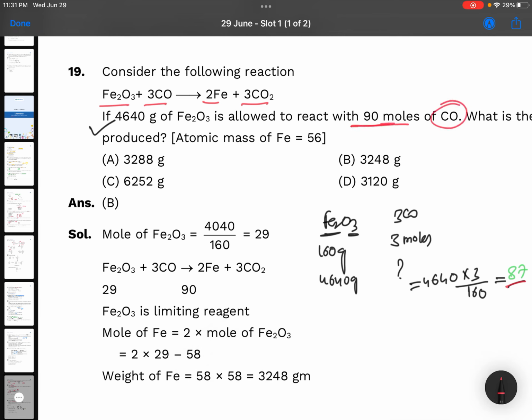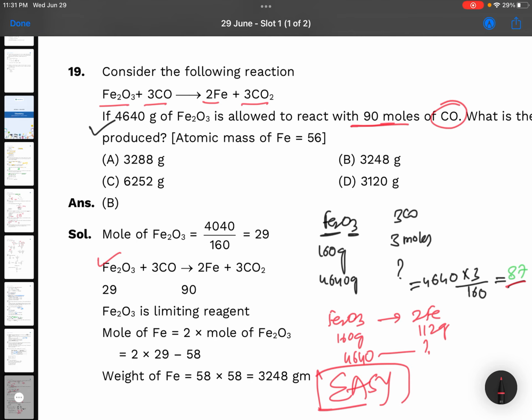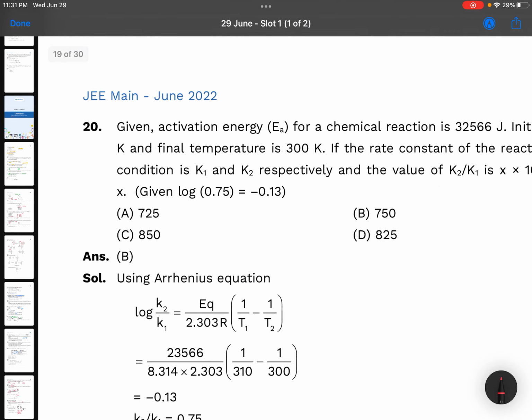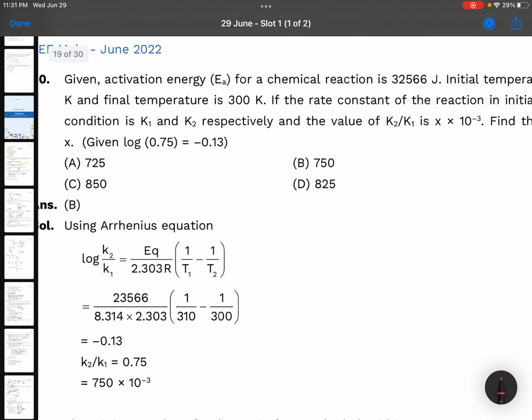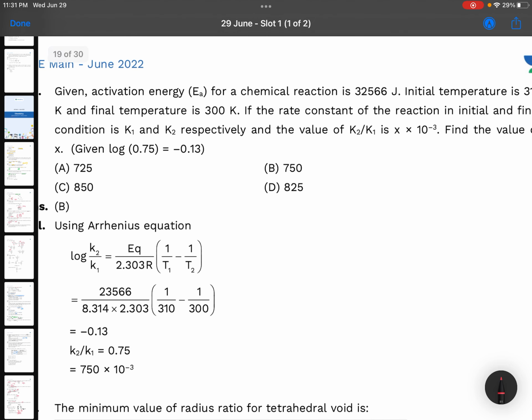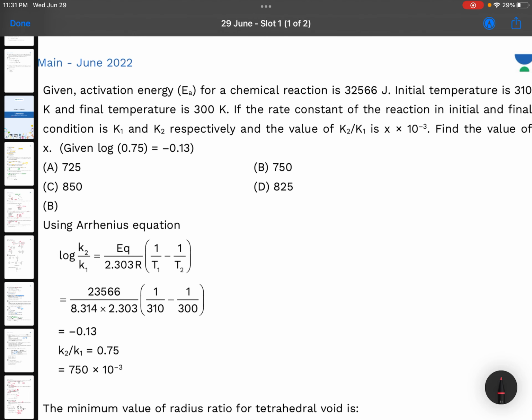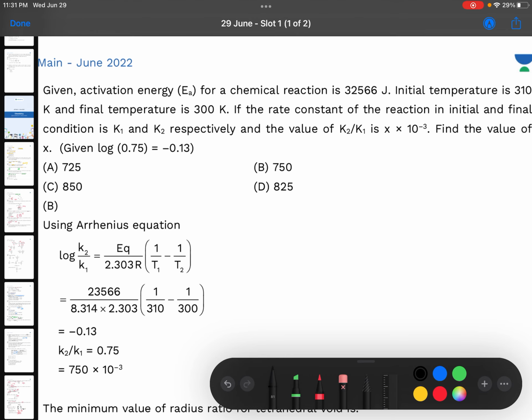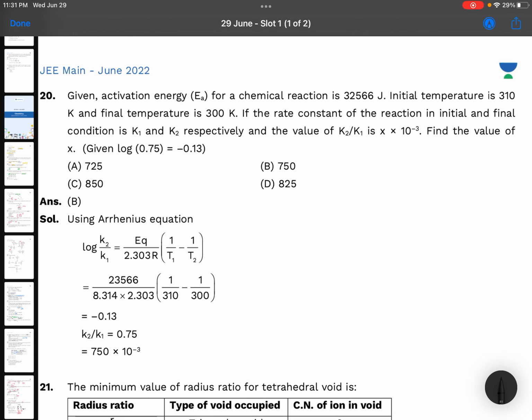So CO is in excess, and Fe2O3 is the limiting reagent. Fe2O3 means 160 grams gives 2Fe. 2Fe means 56 plus 56, 112 grams. So 4640 gives how much? My classification of this question: easy. Definitely easy, but the only thing is you need to know the limiting reagent concept. I have given one video on the limiting reagent concept with the chocolate concept. You can check it once.